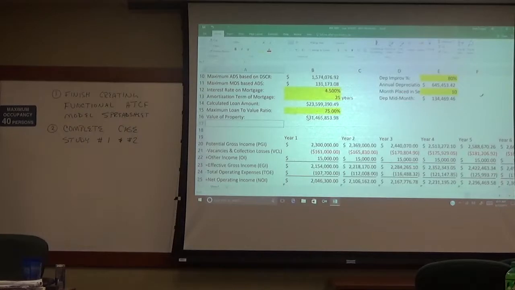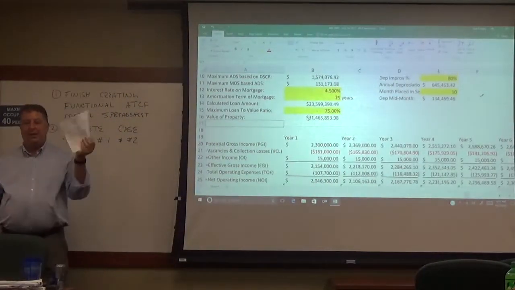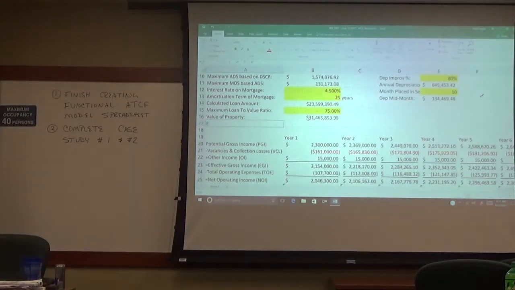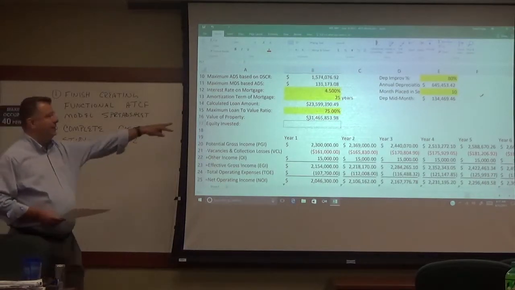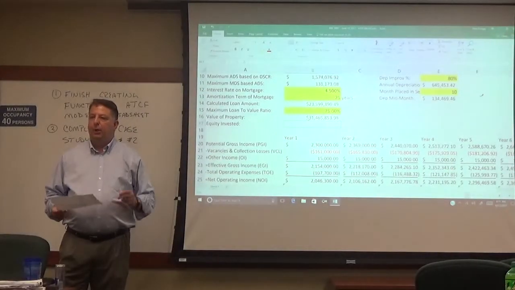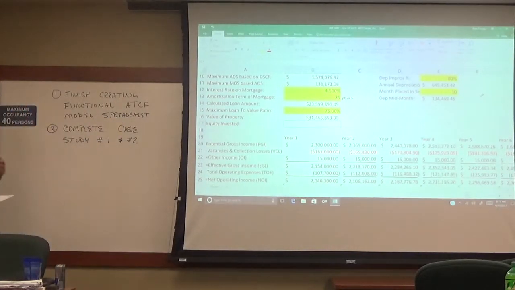Okay, so you will notice that I added a new line, okay? Line 17 on the handout. So what you will need to do is go ahead and type in equity invested, because we're going to need that here in a little bit. Okay, and you will notice it is not an input cell. Any question? Okay, you will notice that it is not an input cell, therefore it is a calculation cell.